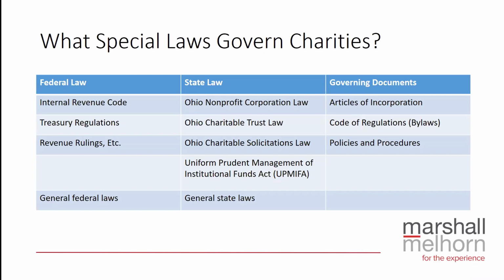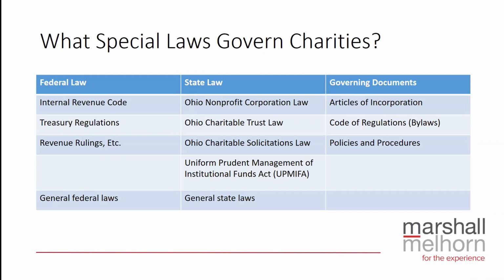Then finally, the same state laws that apply to everybody else generally apply to nonprofits. And finally, the third hierarchy on the right, the Articles of Incorporation are the preeminent internal governing document. Those are filed with the Ohio Secretary of State's office. The second is the Code of Regulations. Outside Ohio, they usually call those bylaws, but it's basically the same thing.